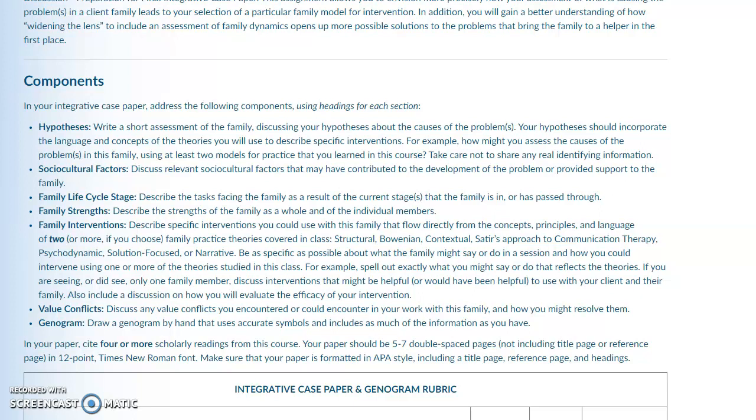The next section is the family interventions. This should be the bulk of your paper. This should be the longest section for sure. Please place the majority of your focus on this section of the paper.